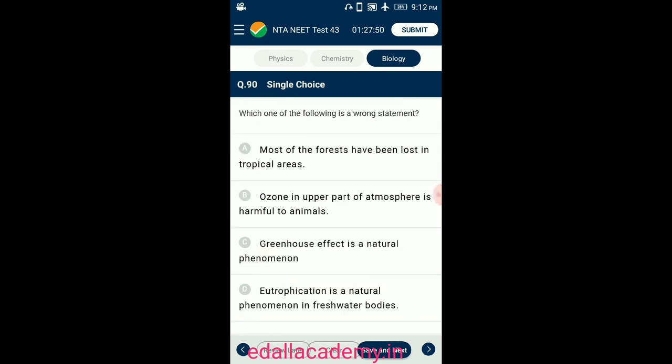Question number 90. Last question. Which one of the following is a wrong statement? There is good ozone which is found in the upper part of the atmosphere called the stratosphere, and it acts as a shield absorbing harmful UV rays from the sun. Ozone in the lower part of the atmosphere, called the troposphere, is called bad ozone as it harms life forms. So the answer for this question is option B. Ozone in the upper part of the atmosphere is harmful to animals. That is given wrongly.